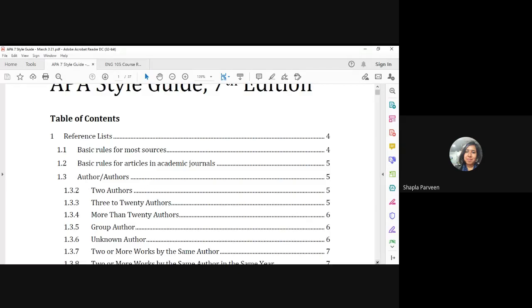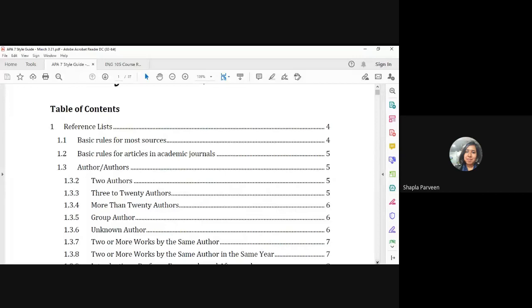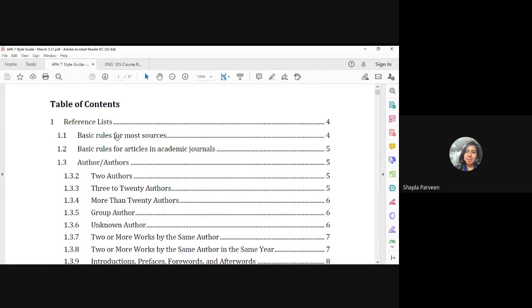Okay, so here's the content given: reference lists, basic rules for most sources. Now, the basic rules are what you should memorize. And then for the rest, you always take help from the source. So, basic rules for articles in academic journals. Also need to keep that in mind. And authors: there are different rules when it's a single author and more than one author. There is a rule for 2 authors, 3 to 20 authors, more than 20 authors. So there are rules that apply. Group author, unknown author.